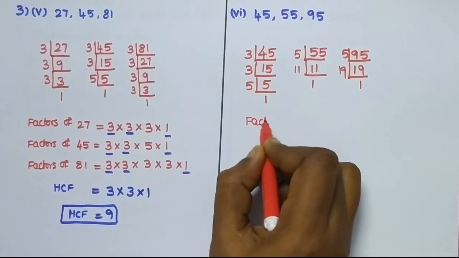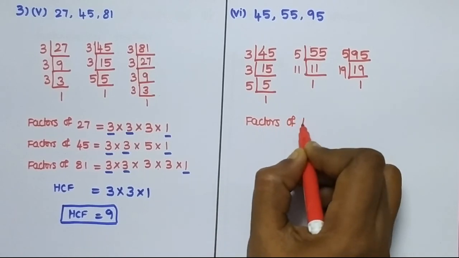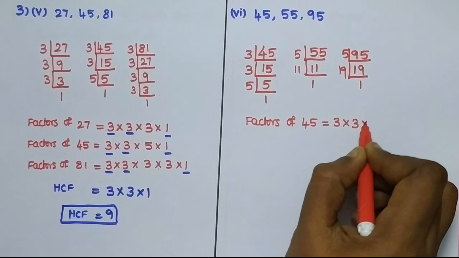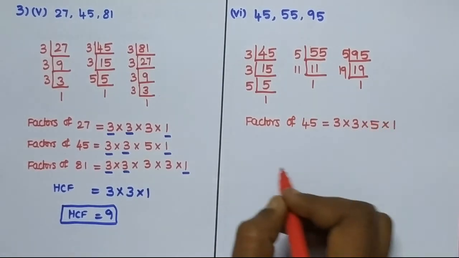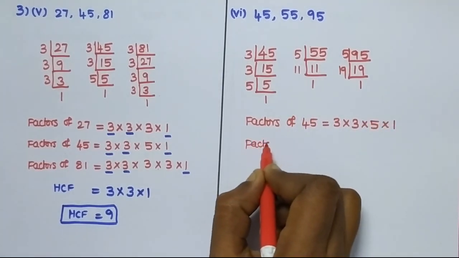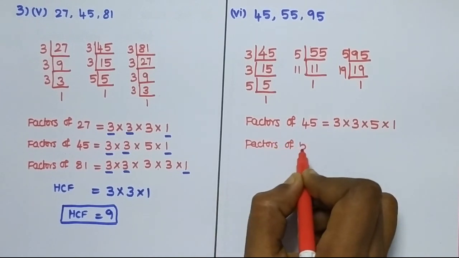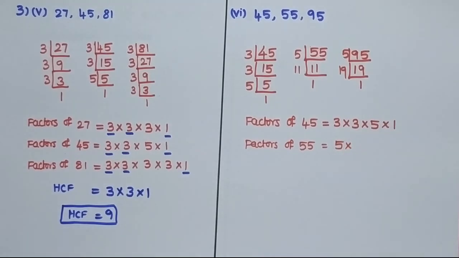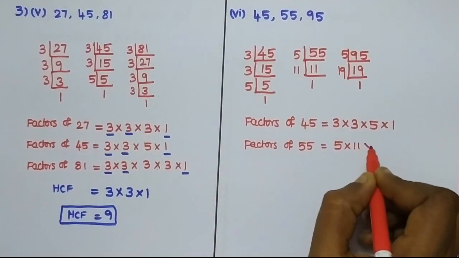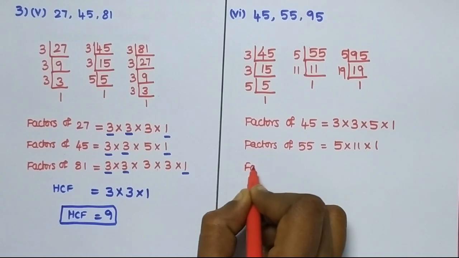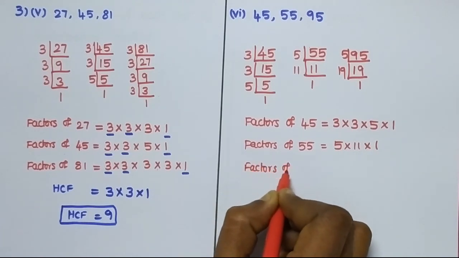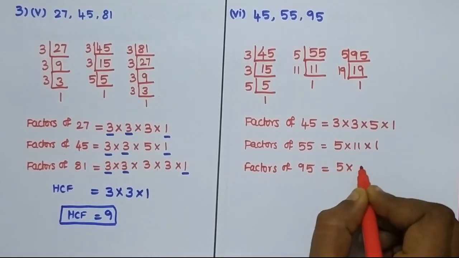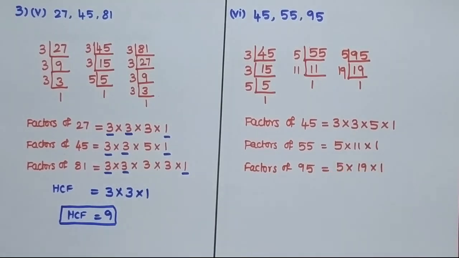Now factors of 45 equal to 3 into 3 into 5 into 1. And factors of 55 equal to 5 into 11 into 1. Factors of 95 equal to 5 into 19 into 1.